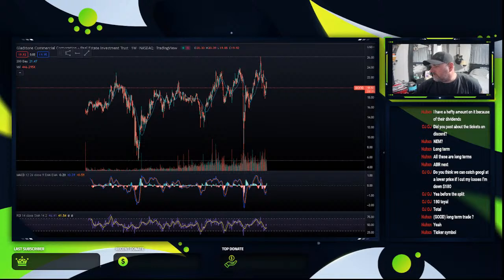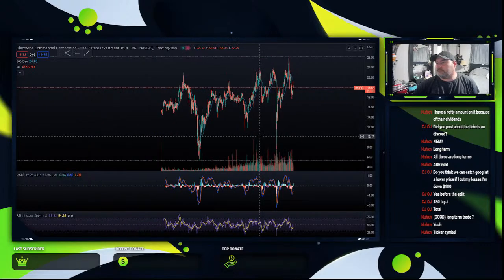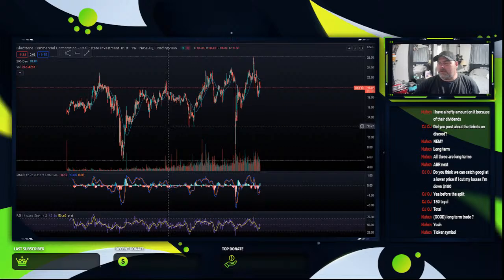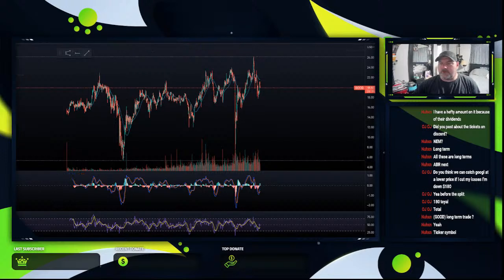I don't see dividend information on this one. But year over year, they're down 10%. I mean, it's pretty volatile in a long term view. Long term view, it's high highs and high lows.